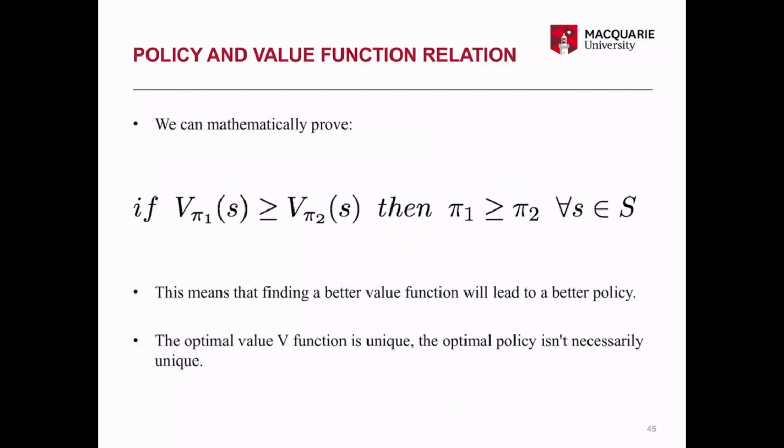In this slide, we can mathematically prove that if the value of a policy is larger than the other one in all the states, it means that the policy is better than the other one. But the bottom line is that by maximizing a value function such as V or Q, you can optimize its corresponding policy. That's the reason why we are optimizing these value functions, because we know that if we find a better value function, we can find a better policy and hence guide our agents better.